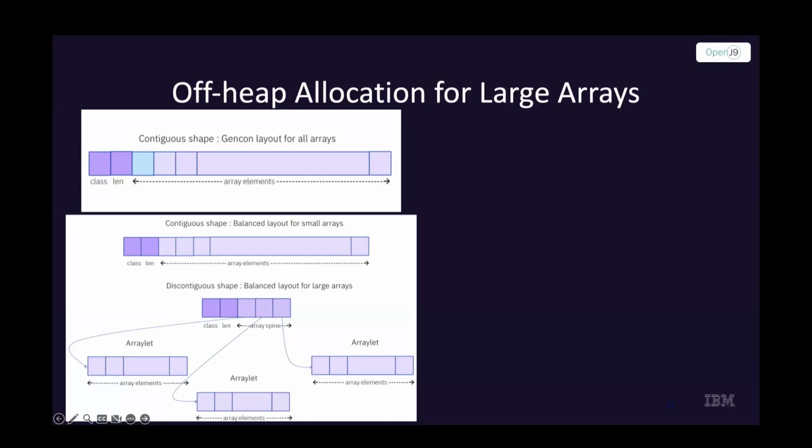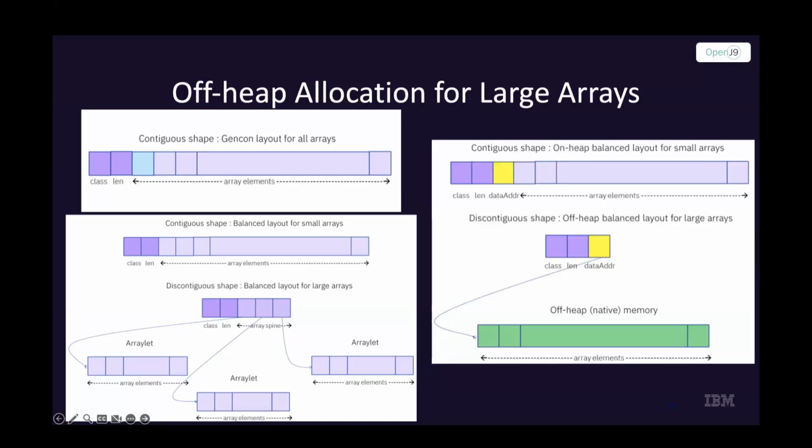Now let's introduce balanced with off-heap. This is going to remove the need for arraylets, as data for large arrays can now be stored contiguously. Small arrays are going to be on heap, and the layout will have the header, so the class, the length, and this new data address field. As mentioned, the point of the data address field is to point to where the data of this array is allocated. For small arrays, the data is stored right after the header, so this data address pointer is just going to point right after the header.